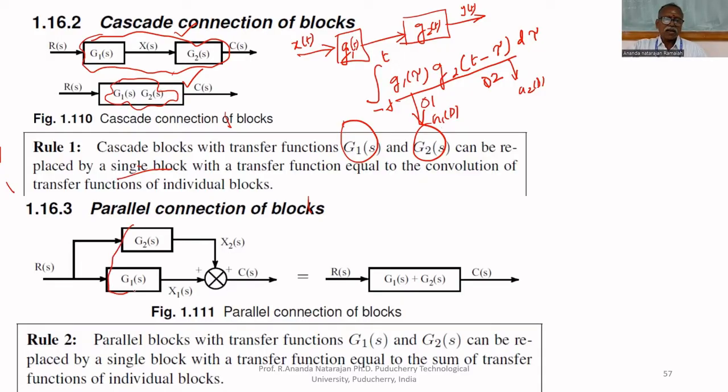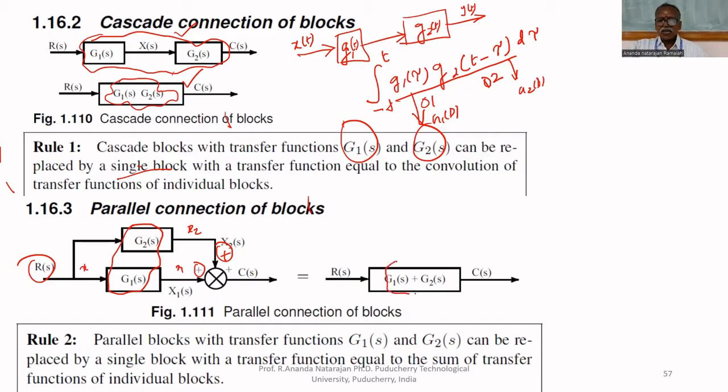If two blocks are in parallel, second rule. One block is G1 of S and another block is G2 of S. They are parallelly connected. The outputs of the two blocks are summed together. The input is the same: the input to the first block and the second block are both the same. But the output here is X2 of S because it is a different system, and here X1 of S. These two can be added, then you will get the final output if they are in parallel connection.